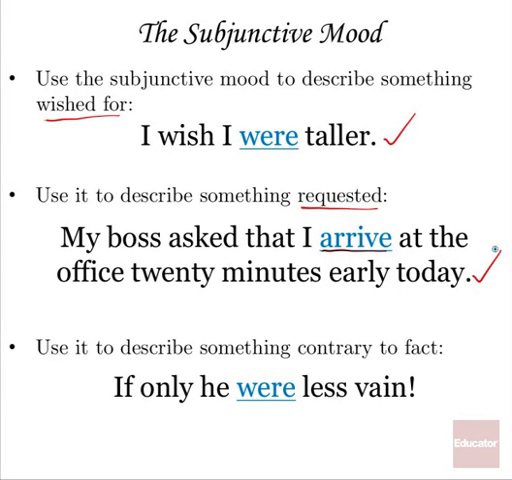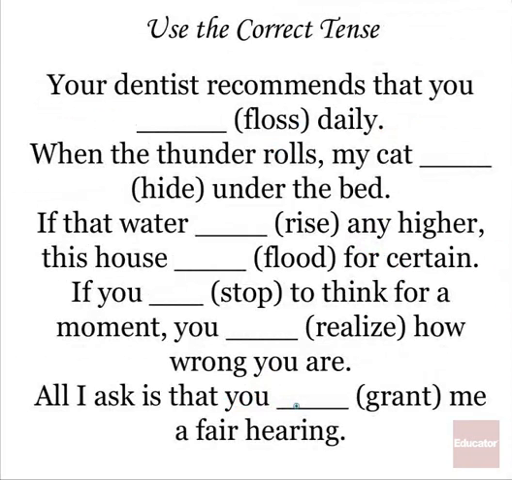You also use it to describe something contrary to fact. If only he were less vain. Again, the use of the subjunctive implies that he is extremely vain and we're wishing that he were otherwise, but it's highly unlikely to happen. All right, see if you can figure out which tense to use in each of these examples.